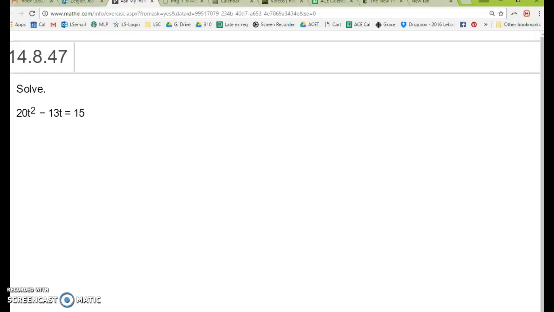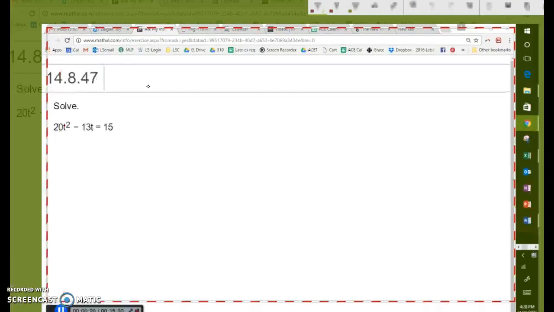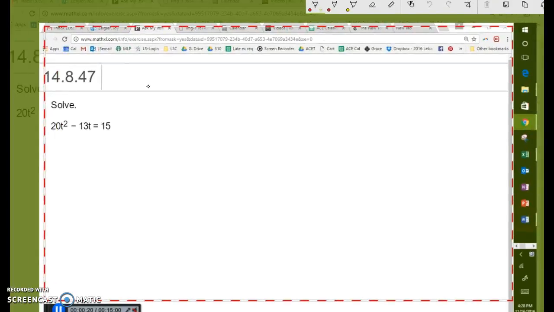In this problem, you need to apply the zero factor property to solve. And the zero factor property says that when you have two things multiplied together, for instance, A times B, then you either have A equal to 0 or B equal to 0. So let me write that down. A times B equals 0 means A equals 0 or B equals 0.